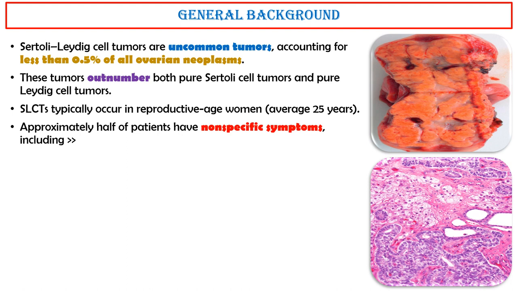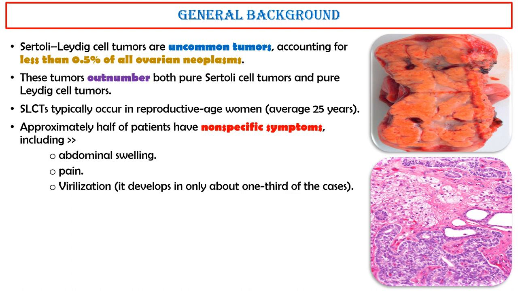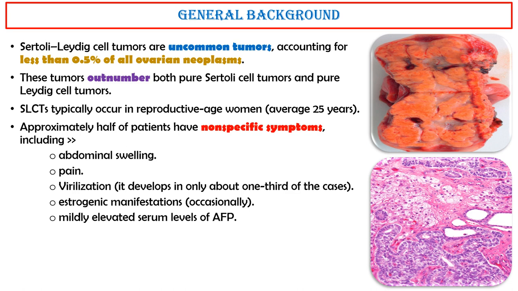Approximately half of patients have non-specific symptoms, including abdominal swelling, pain, virilization. It develops in only about one-third of the cases. Estrogenic manifestations occasionally. Mildly elevated serum levels of alpha fetoprotein.